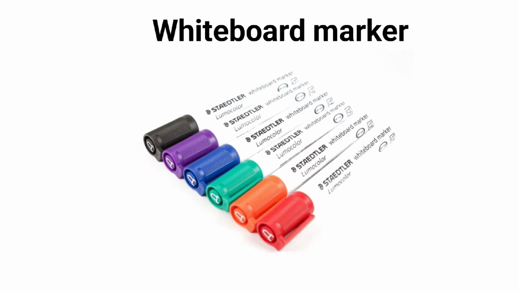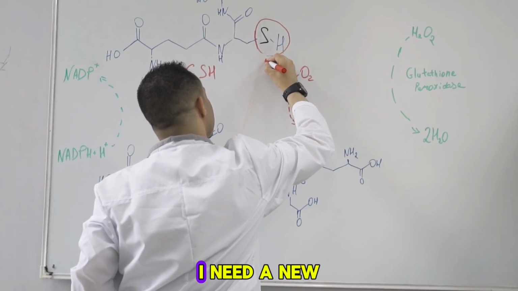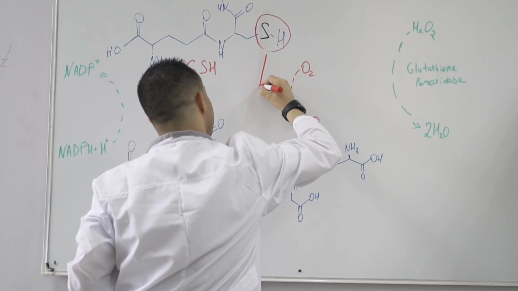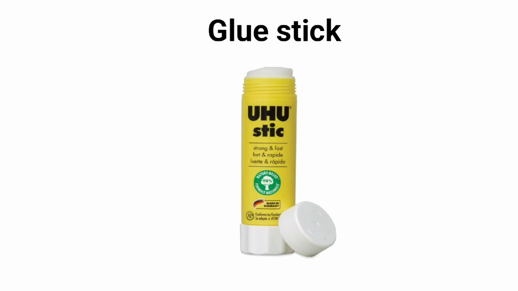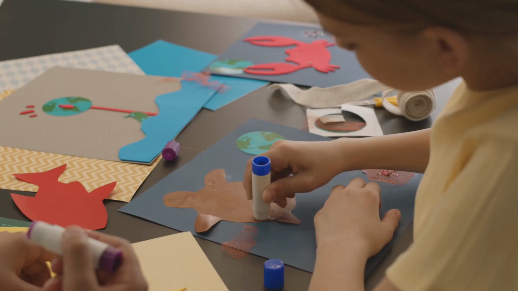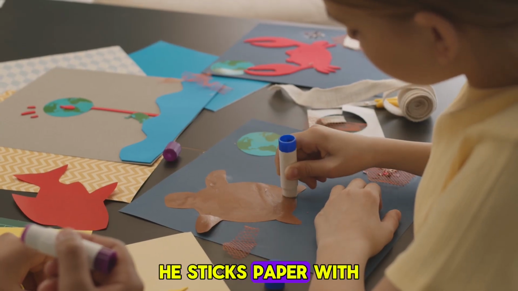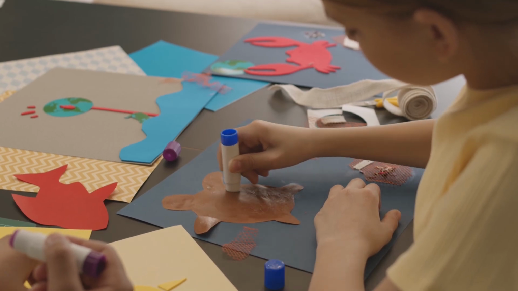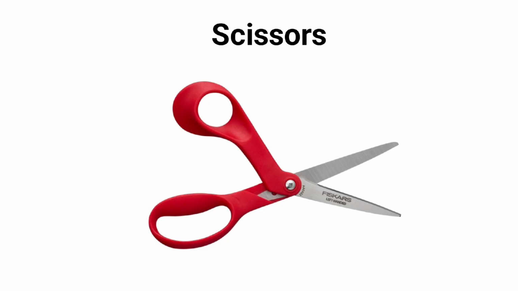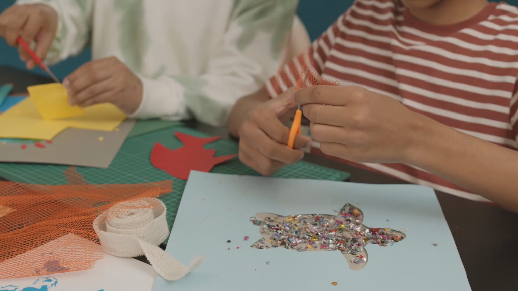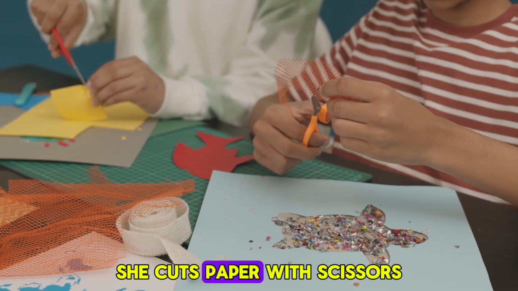Whiteboard marker. I need a new whiteboard marker. Glue stick. He sticks paper with a glue stick. Scissors. She cuts paper with scissors.